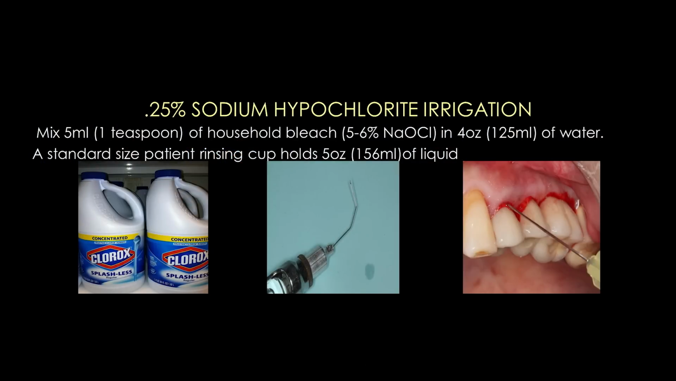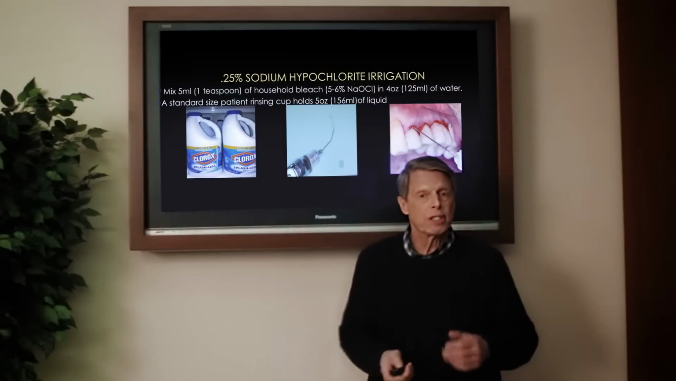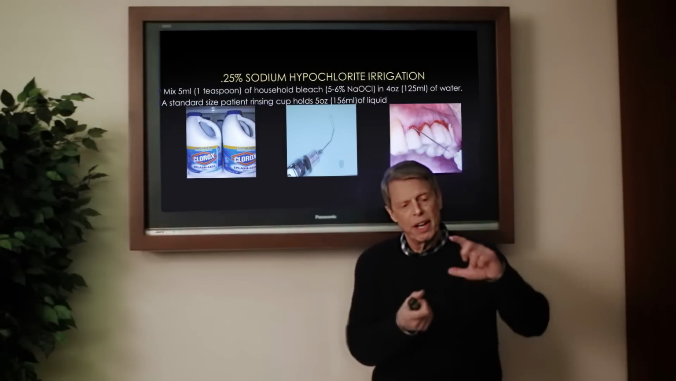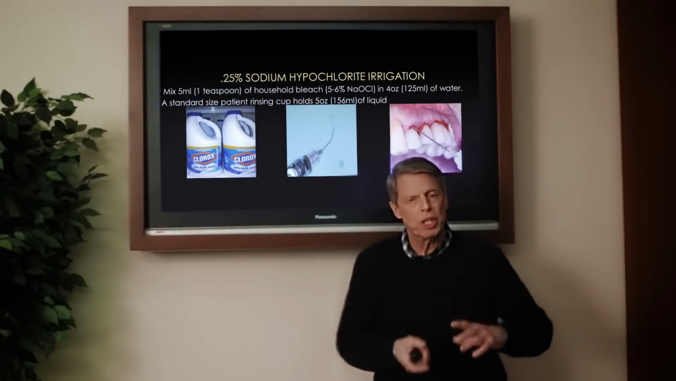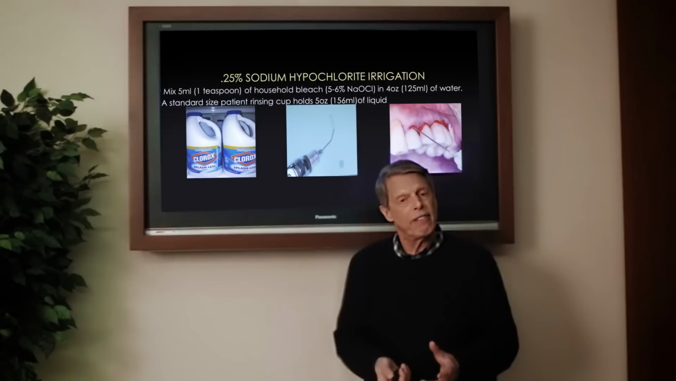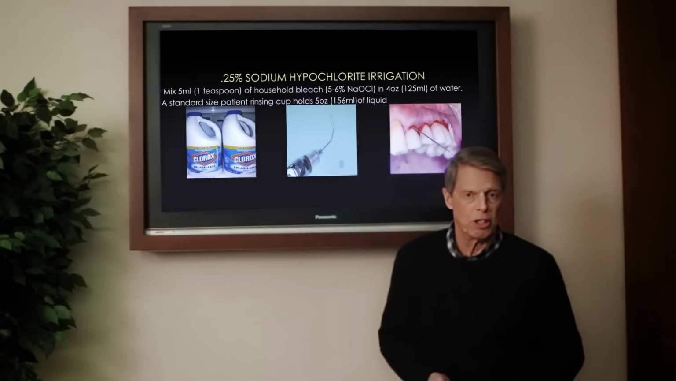So to make a 0.25% sodium hypochlorite solution, what you're going to do is mix 5 milliliters, which is 1 teaspoon, of household bleach, 5 to 6% sodium hypochlorite, in 4 ounces or 125 milliliters of water. Now, the standard drinking cup that we use for our patients has 5 ounces or 156 milliliters of water.